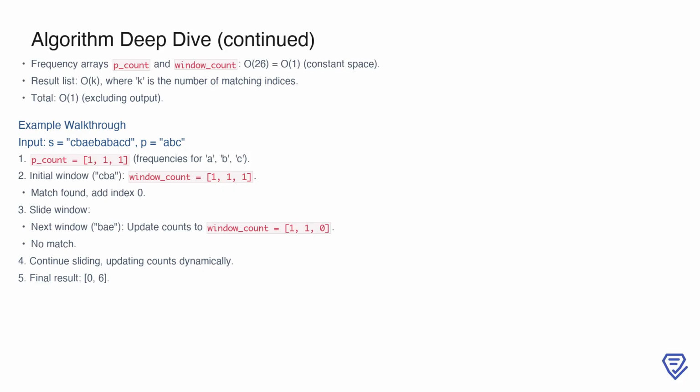As an example, consider the strings s equals "cbaebabacd" and p equals "abc". The frequency of p is 1, 1, 1, corresponding to a, b, and c. The initial window, "cba", matches this frequency, so we record the index 0. Sliding the window updates the counts dynamically for each new window, and we find another match at index 6. The final result is [0, 6], which are the starting indices of anagrams of p in s.